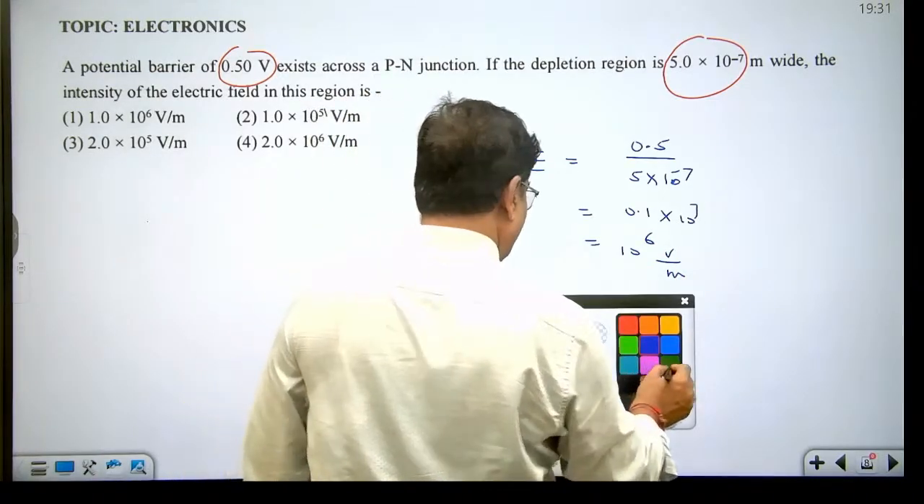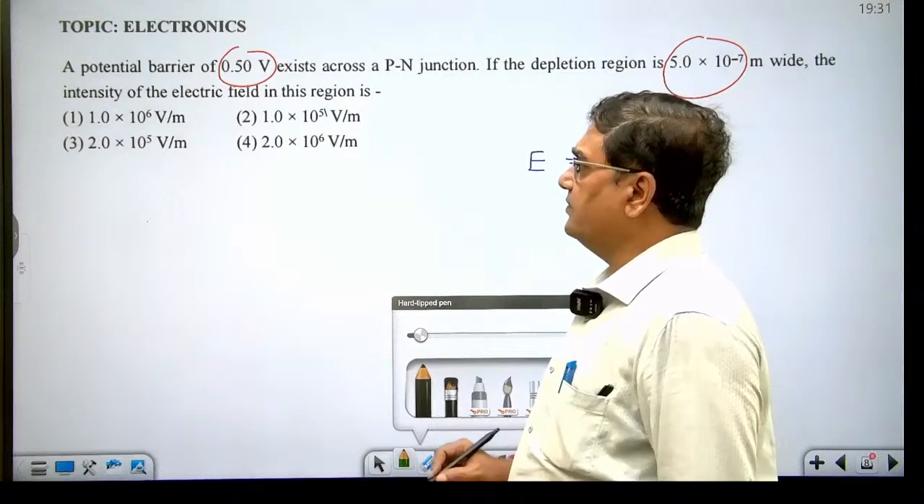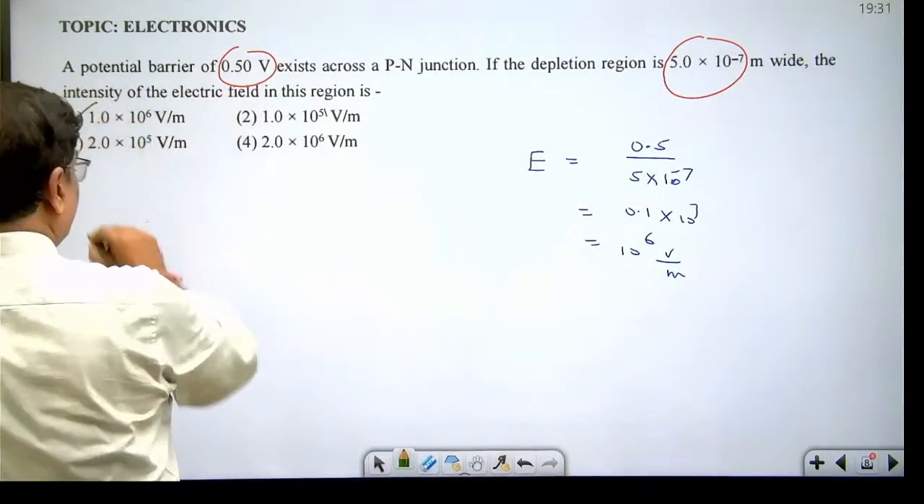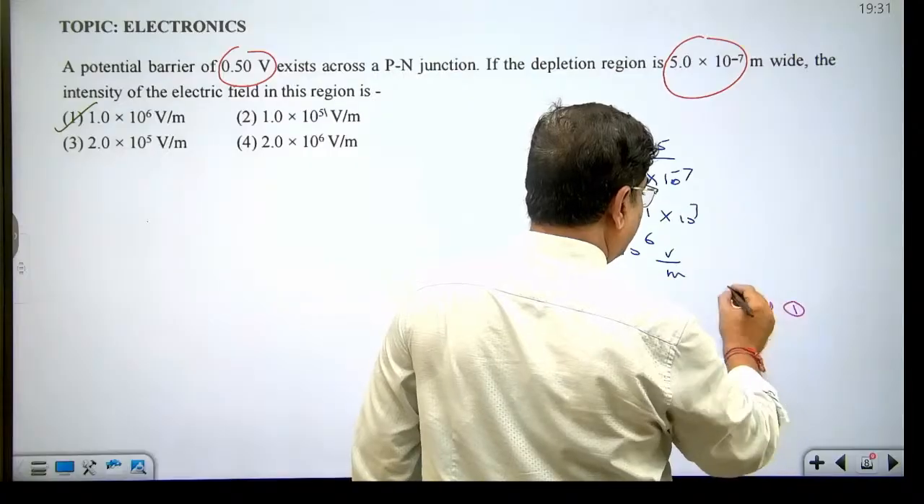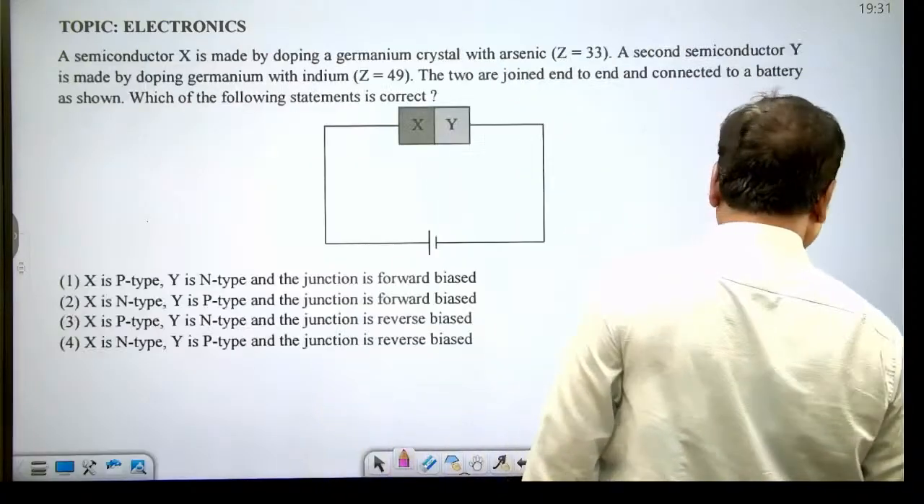So out of 4 choice, the correct choice is option 1. So we will take option 1 as correct answer.